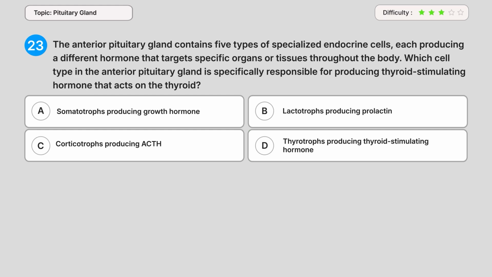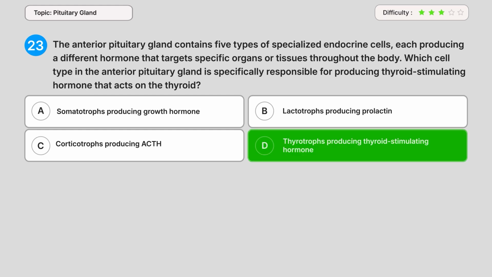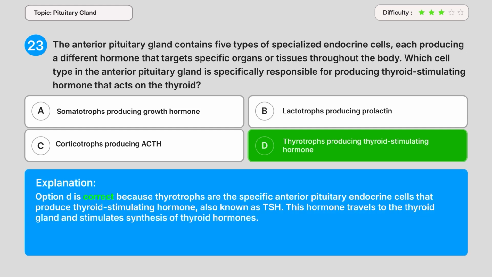Correct answer, D. Thyrotrophs producing thyroid-stimulating hormone. Explanation. Option D is correct because thyrotrophs are the specific anterior pituitary endocrine cells that produce thyroid-stimulating hormone, also known as TSH. This hormone travels to the thyroid gland and stimulates synthesis of thyroid hormones.